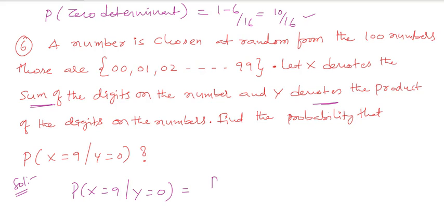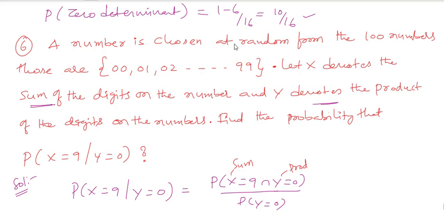Right? This I can represent as the probability of X equal to 9 intersection Y equal to 0, divided by the probability of Y equal to 0. This is how I have to calculate. This is the question they had given. X means the sum, am I correct or not? And Y is the product. So the sum is 9 and the product is 0. That is both intersection.